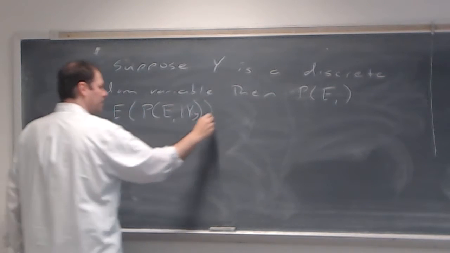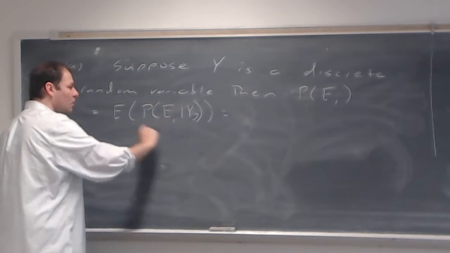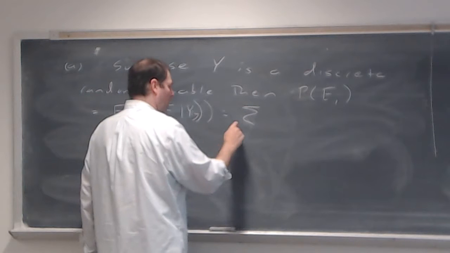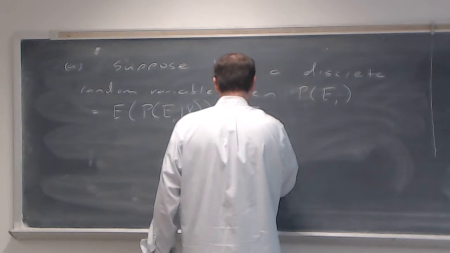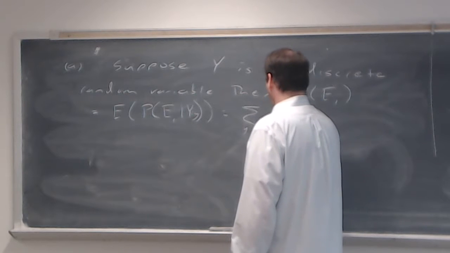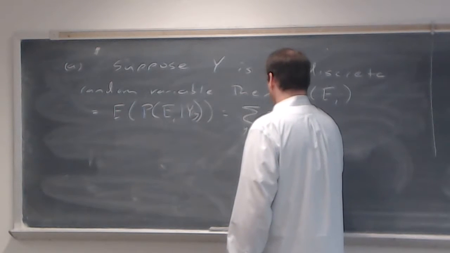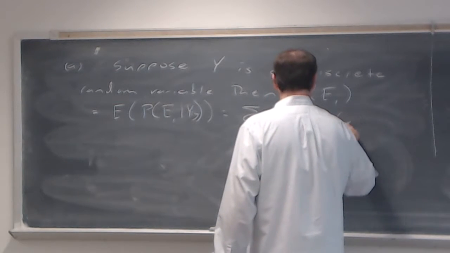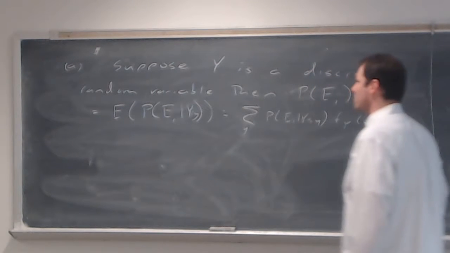Okay, so this is a random variable that's a function of Y, and Y is discrete, so summing over y, whatever values it runs through, of this random variable's output values times f sub Y of y. And that's what we wanted to show in this case.